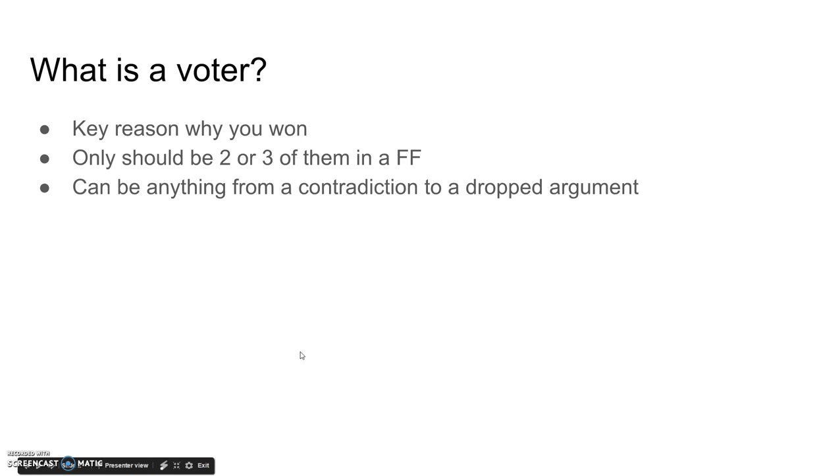They're rare, but if they're used right, they can be really good. It's pretty much just a preemptive strike. It can be very effective if used correctly. But in general, a voter is pretty much any reason why you've won, and the stronger your voters, the more appealing it is to the judge. Also, if you can tie your voters back to frameworks, either yours or your opponent's, it'll make you look really good and increase your chances of winning by a lot.